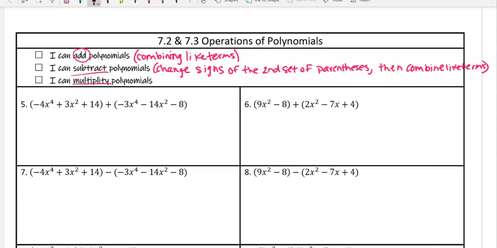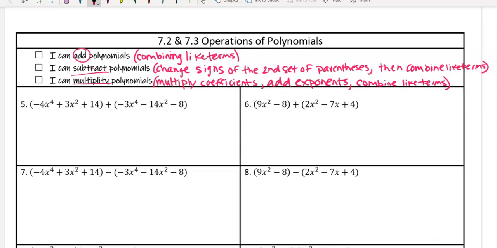As for multiplying polynomials, we will be multiplying, I'm just going to say multiply coefficients. That's the front numbers. And then you add the exponents. And then you'll combine like terms.